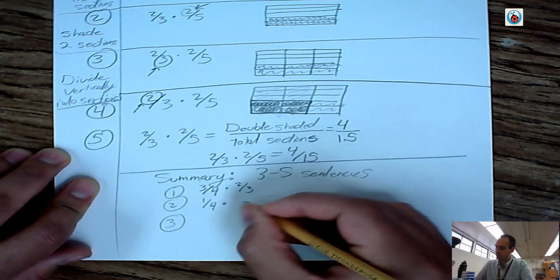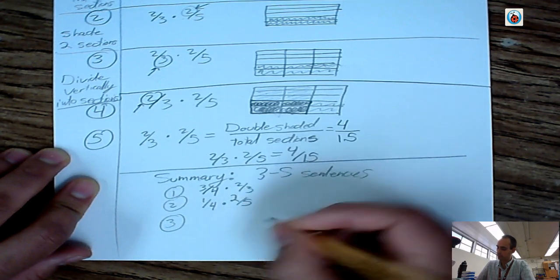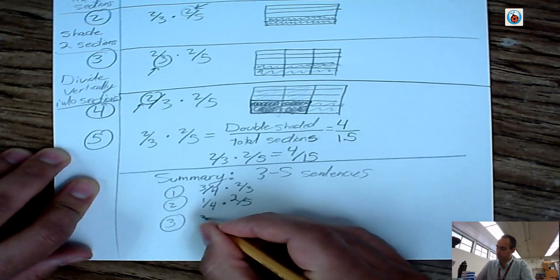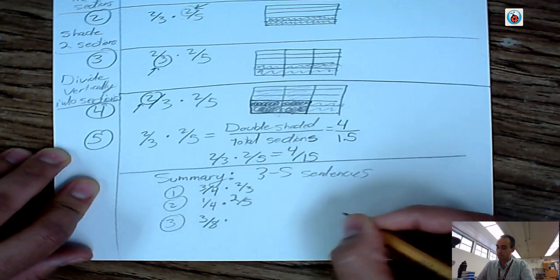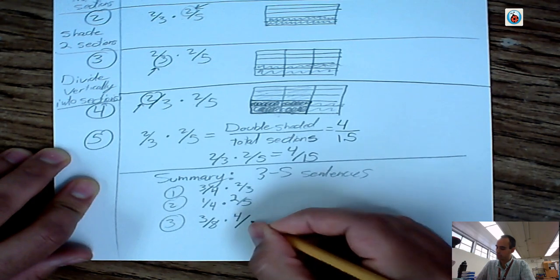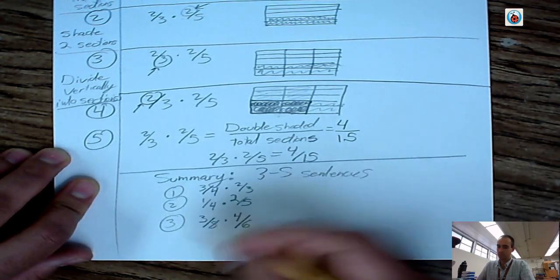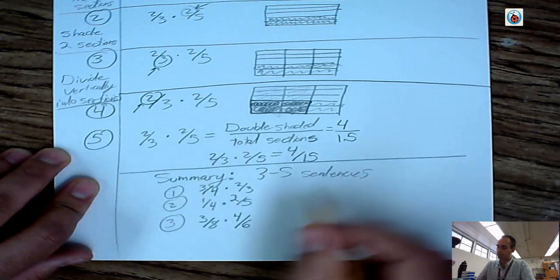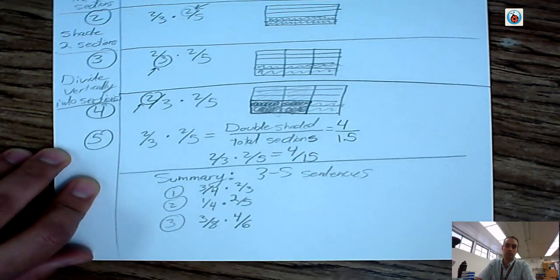1/4 times, say, 2/5. 3/8 times, and this will be a little bit of a harder one, 4/6. I know you can reduce that. If you want to reduce it, it's up to you. If not, you can leave it as that. These three are just optional, extra practices. Make sure you do your summary before you submit it. Let me know if you have any questions.